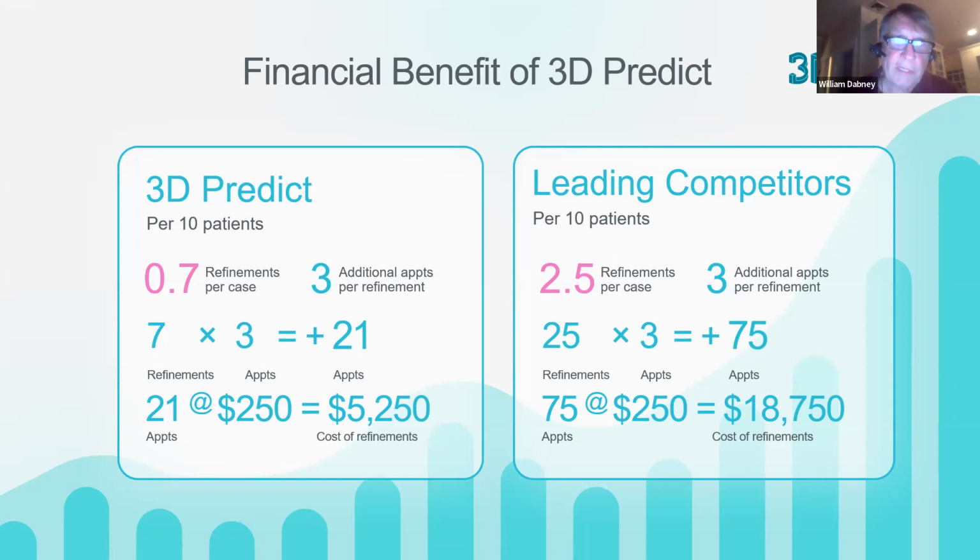But I think 3D Predict, and please feel free to call them, because they have specials, the cost of aligners is not that much difference from coast to coast, depending on provider, depending on company. So there you go, another $13,000 in your pocket.